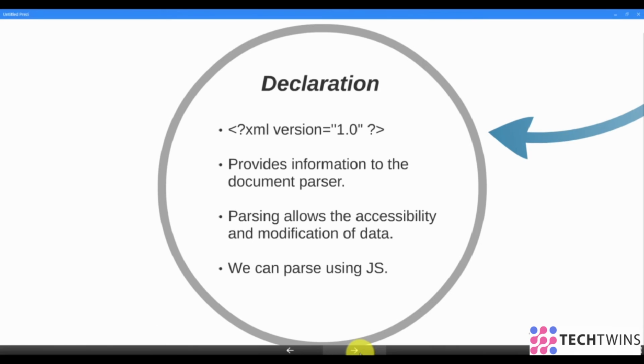The XML declaration is the first line in our XML document. It provides valuable information to the document parser. Parsing refers to going through an XML document to access or modify data. We can parse XML using a variety of scripting languages, including JavaScript.